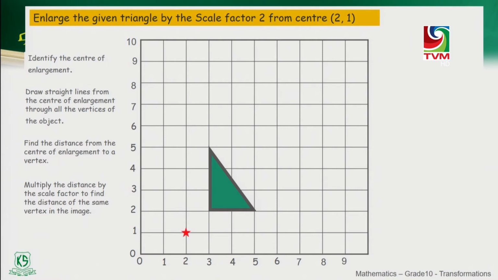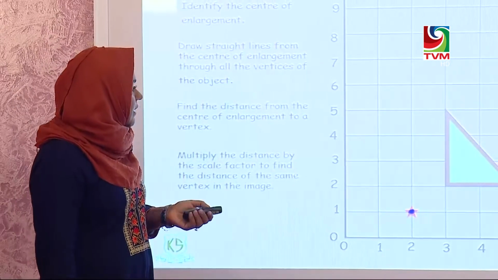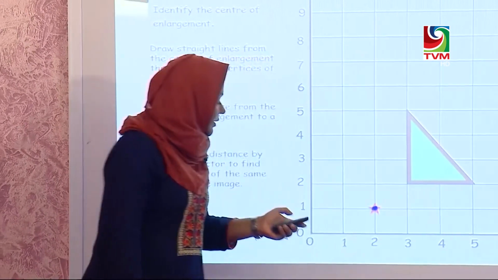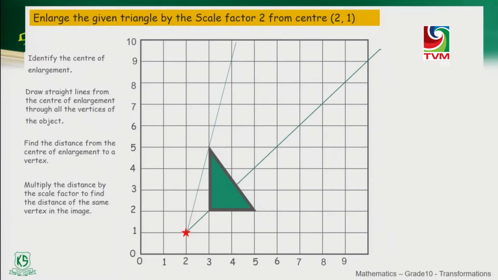Mark the point. And as the second step, what we did was from the center of enlargement through all the vertices of the object, we draw straight lines. So since it's a triangle, we have 3 vertices in the triangle. We are going to draw 3 straight lines from the center through these 3 points. So those are the ray lines from the center of enlargement.